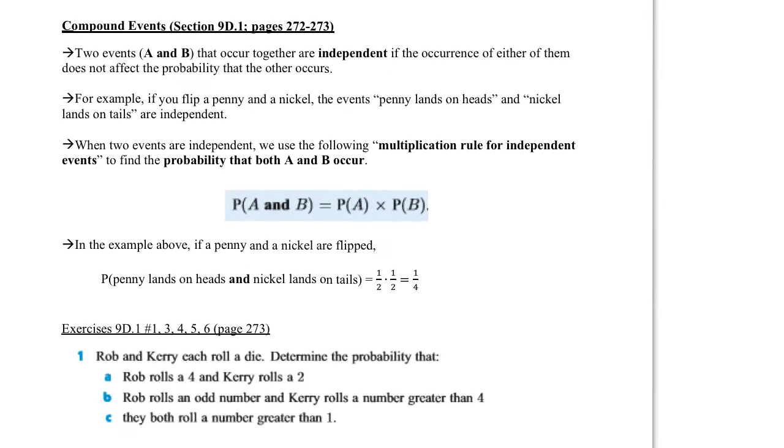Alright, section 9D is about compound events. This is where we're going to pay attention to that all-important "and" or "or." So a couple of rules coming your way.